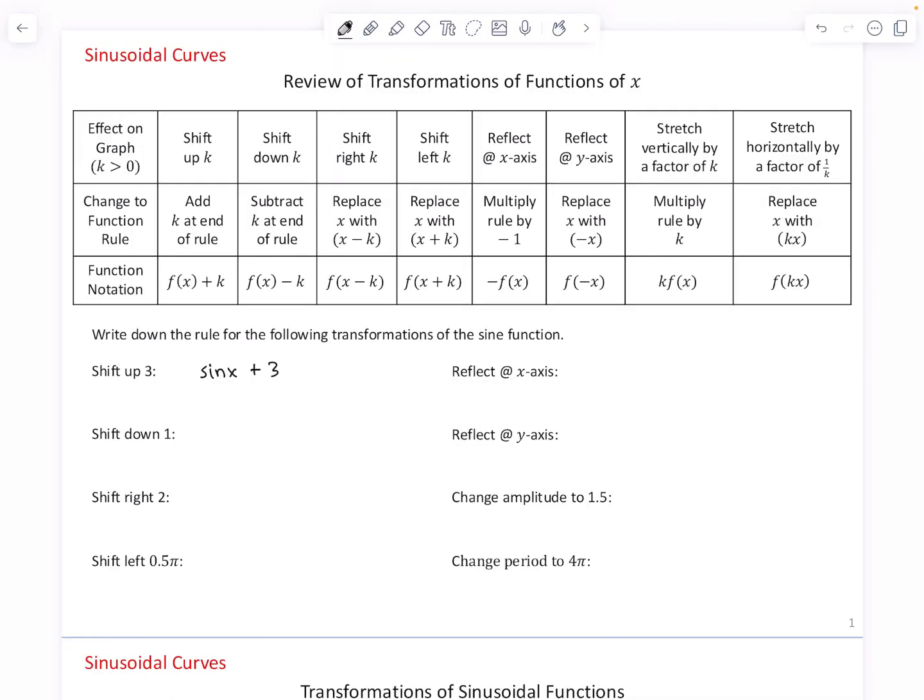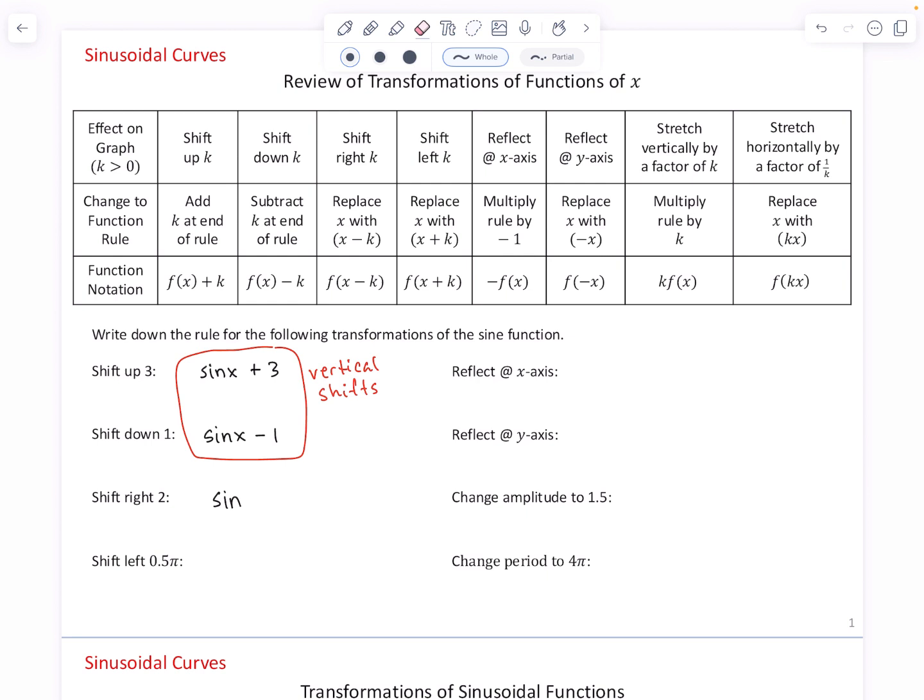If you want to shift down 1 unit, then you begin with sine of x, and you simply remove 1. Again, these are examples of vertical shifts. Now, if you want to shift right 2 units, then you take your parent function and you replace all x's with x minus k. That might feel counterintuitive. So to shift right 2 units, you begin with sine of x, but then you replace x.